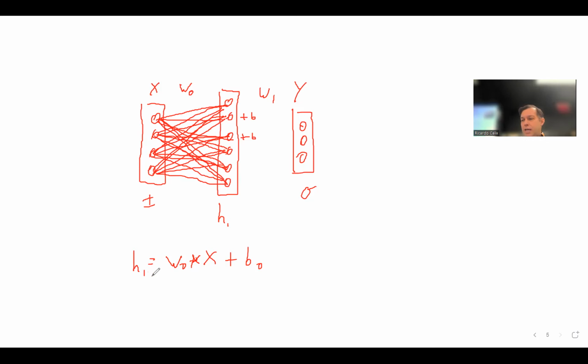Now, once I've created H1, to get to Y, it's basically just W1, which is now this set of weights, multiplied times what?